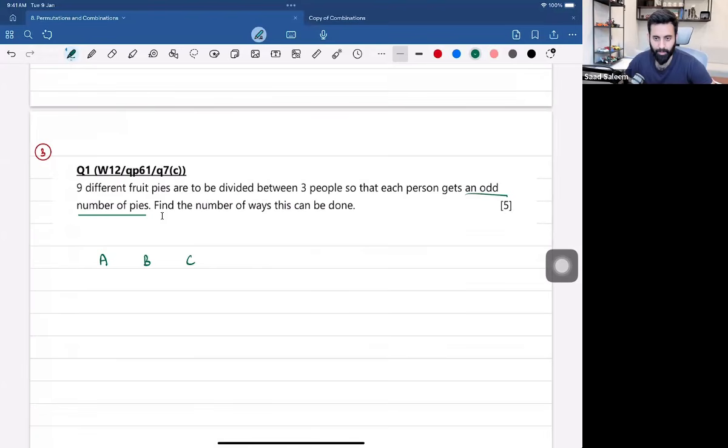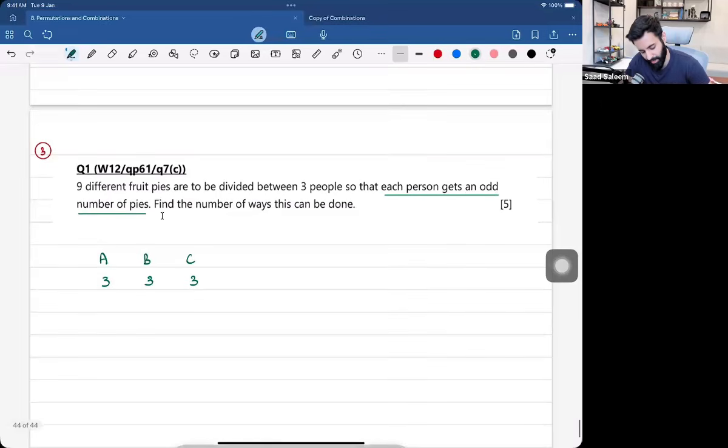Okay, now let's see one way that we can fulfill this condition. Each person gets an odd number of pies. That's the condition. And let's write down one way that we can fulfill this condition. So 3, 3, 3, is that possible? That is possible. 3, 3, 3 means the total is 9, and every person gets an odd number of pies. Now, how can we figure this out?